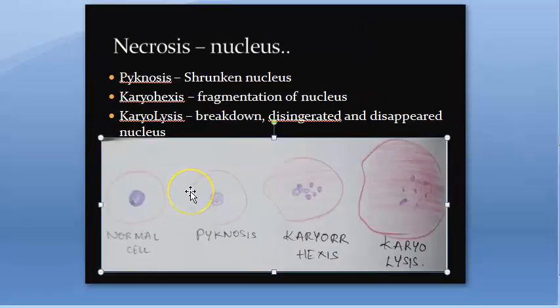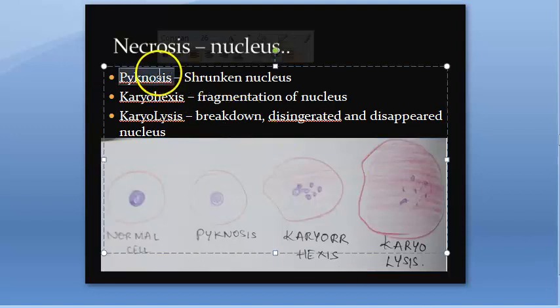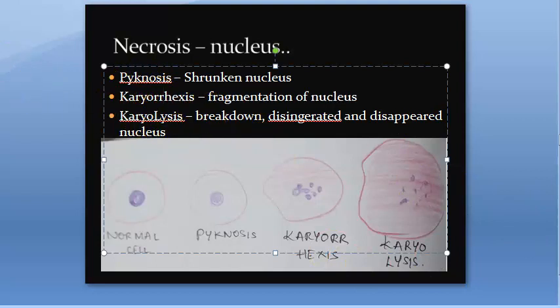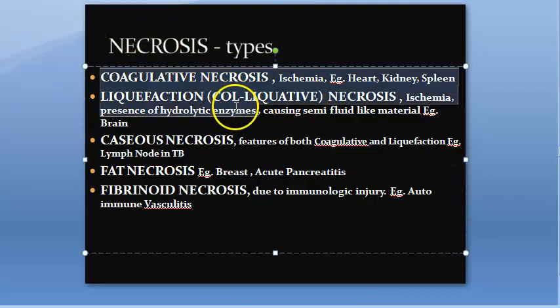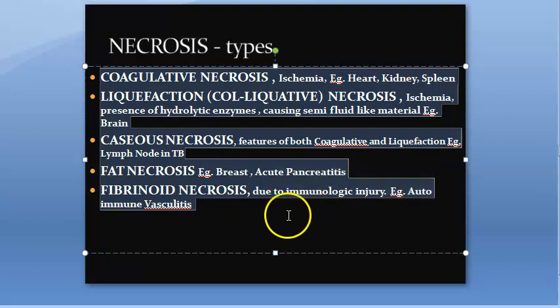Then we saw what happens to the nucleus. There is pycnosis, karyorrhexis, and karyolysis. Any type of necrosis they ask now, all these standard things you will write in each of the necrosis. Remember the spelling of all these: pycnosis, karyorrhexis, karyolysis. All these words you should know. Then types of necrosis: coagulative, liquefaction, caseous, fat necrosis, fibrinoid necrosis.